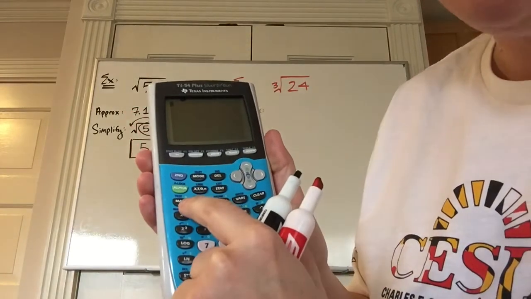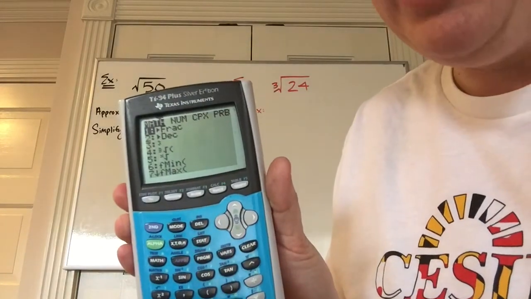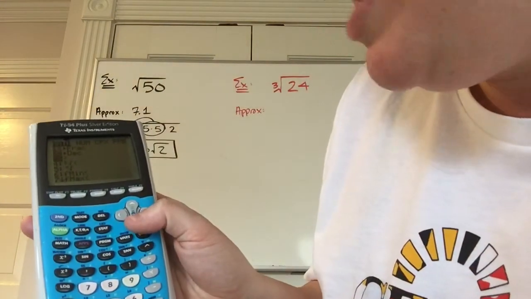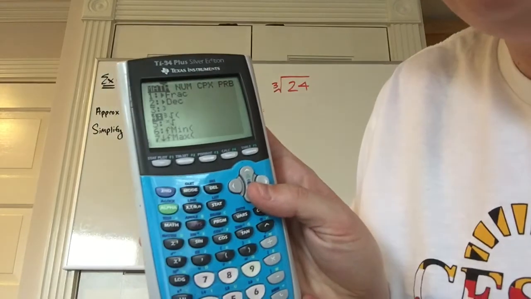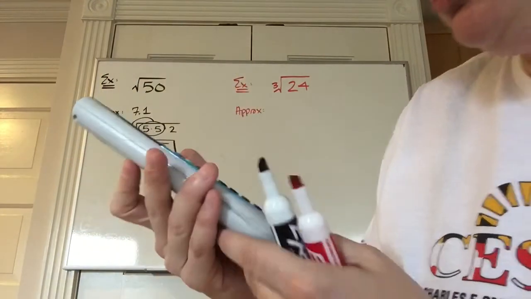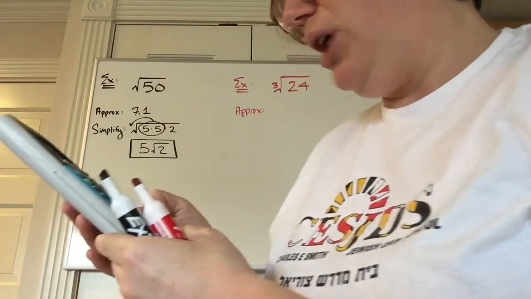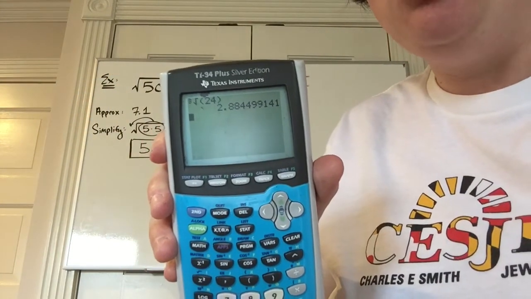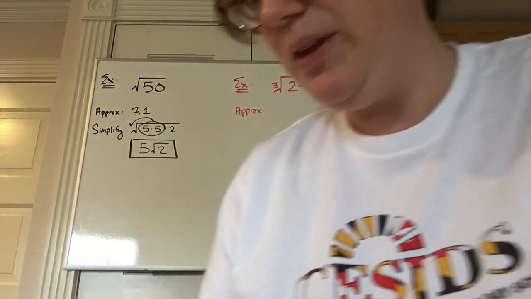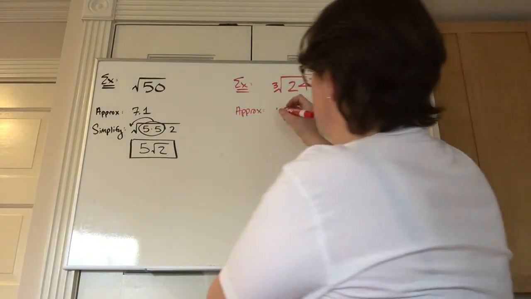So I'm going to press the button that says math, and that gives me a whole lot of options. You'll notice you have an option. The 4th option is a little cube root. So the 4th option on the math menu is a cube root. If I take the cube root of 24, I get a weird decimal, goes on forever. It's about 2.8844.